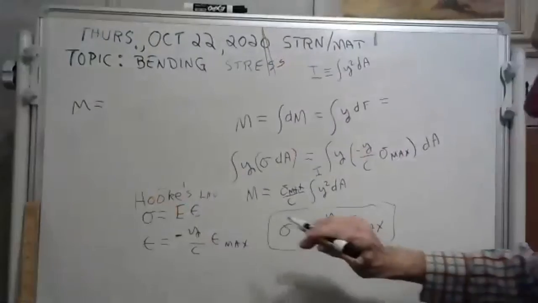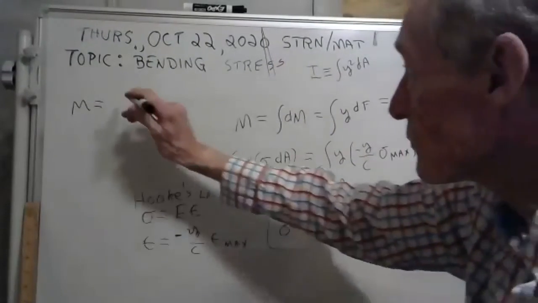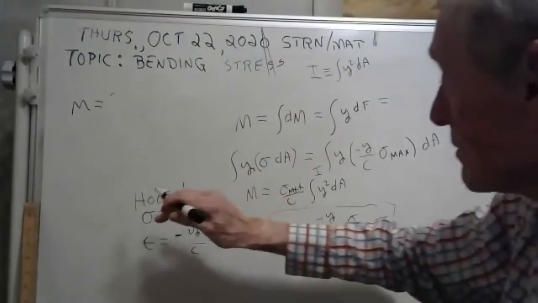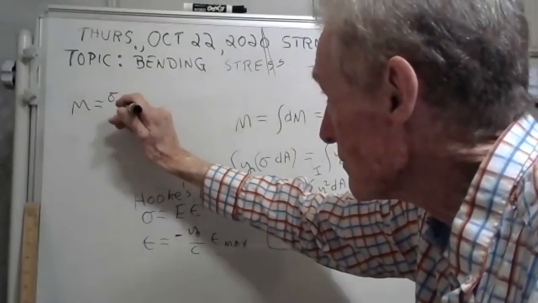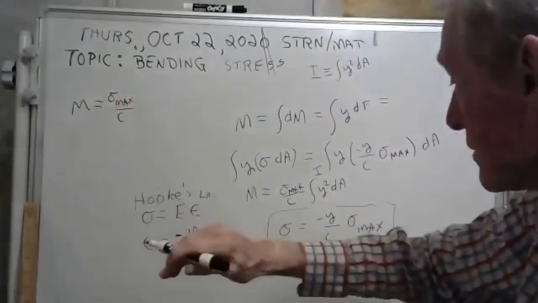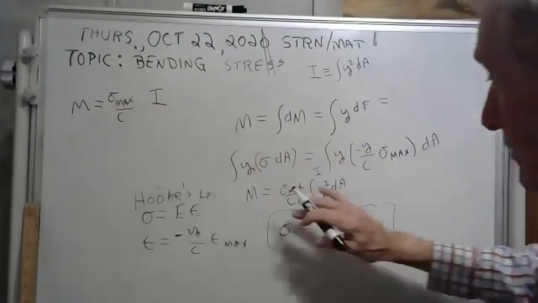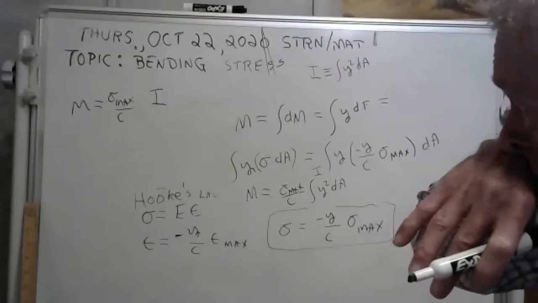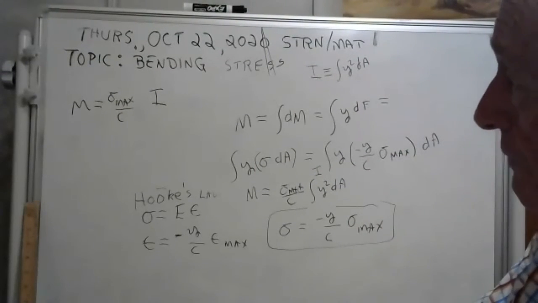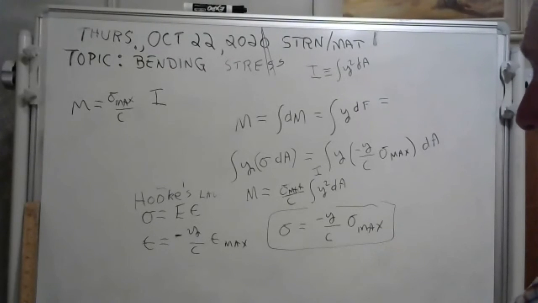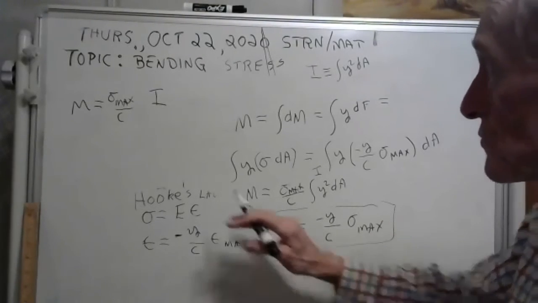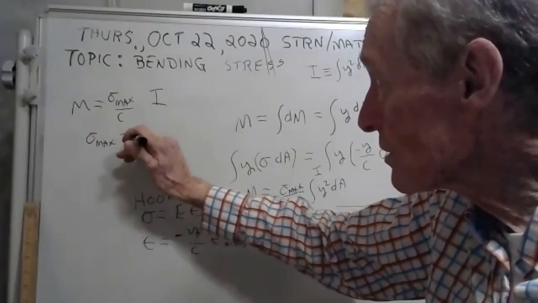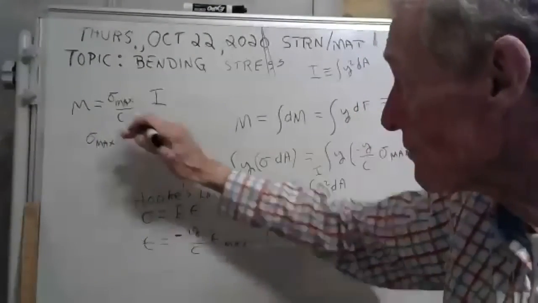We've got the bending moment is equal to sigma max over C times I, because that thing there is just I. There we go. Okay, now what? Here we go. We're going to rewrite this as sigma max, the maximum bending stress, is equal to MC over I.